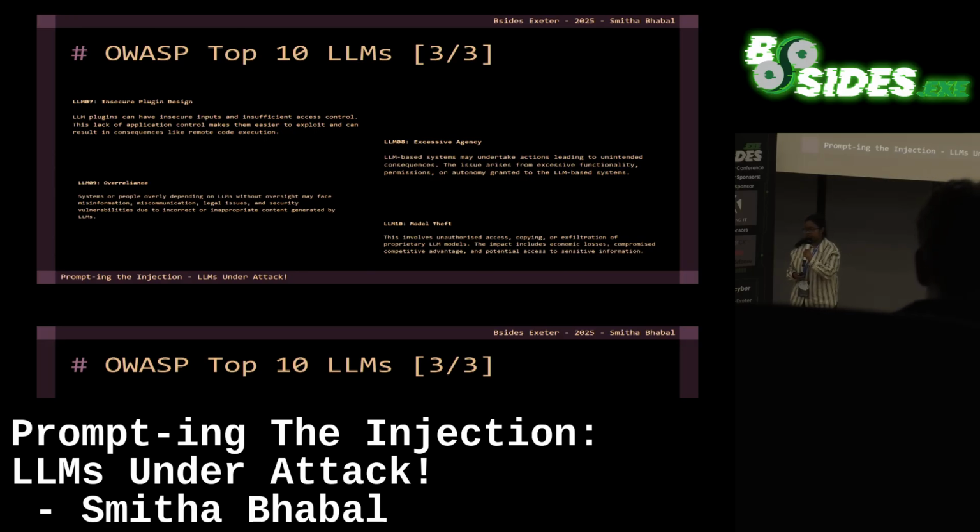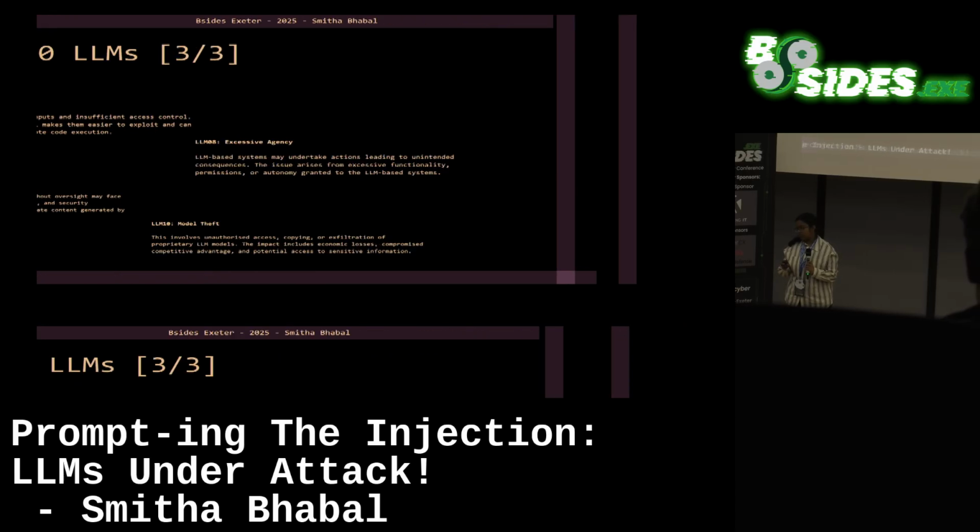LLM08 is excessive agency. LLM-based systems can undertake damaging actions due to excessive functionality, permissions, and autonomy granted to them. LLM09 is over-reliance. Humans over-rely on the data, which can include misinformation and miscommunication on legal issues. And LLM10, which is model theft, the last of the top 10 LLM vulnerabilities in OWASP. This can cause unauthorized access, such as copying and exfiltrating LLM data.